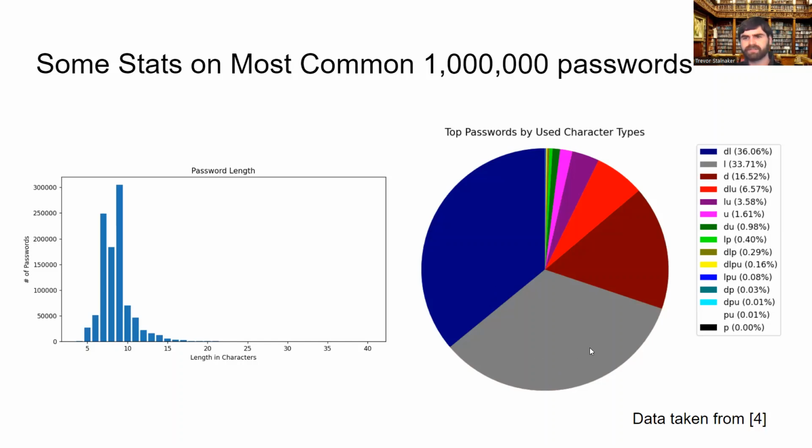This gray slice is only the lowercase letters, not even using any digits. So it would be like the word password, all lowercase. This sort of maroon red slice is using digits, and that's it, just numbers. So taken together, these three slices probably make up around 80-ish% of the pie. And these are only lowercase letters and digits.